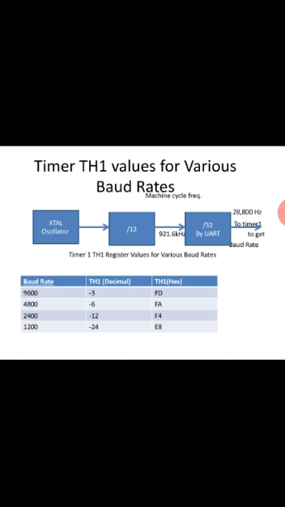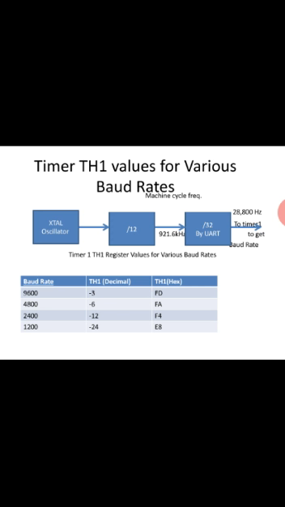Next, you divide this by a further 32, because the UART divides this by default by 32. What is the UART? Universal asynchronous receiver and transmitter, which is used for serial and asynchronous communication. When you divide 921.6 kilohertz by 32, you get 28,800. This value is taken as the reference to calculate the TH1 value.